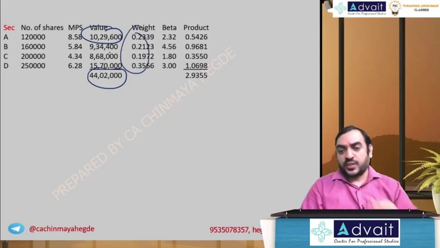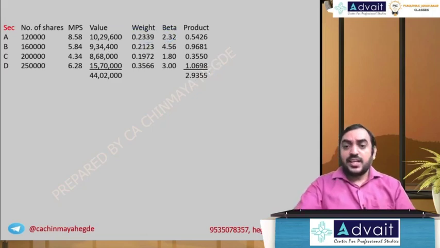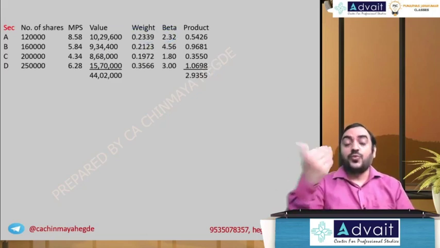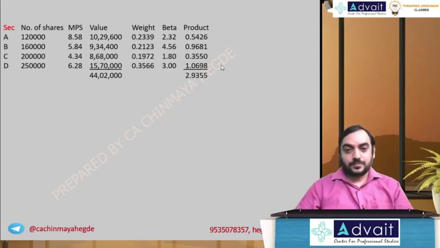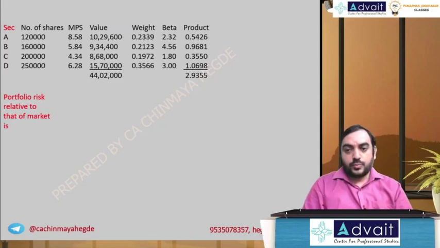Like that I've done it for all the securities. Beta is given, and you need to take the weighted average. So weight multiplied by beta, and you get the total product as the portfolio beta. That is the portfolio risk relative to that of the market. Portfolio risk relative to that of market is 2.9355.